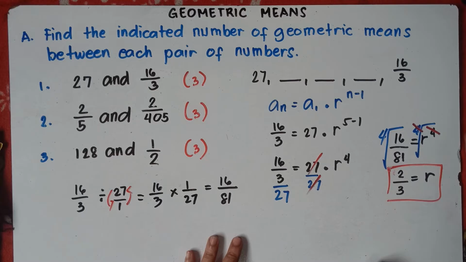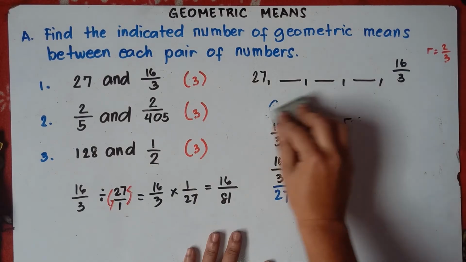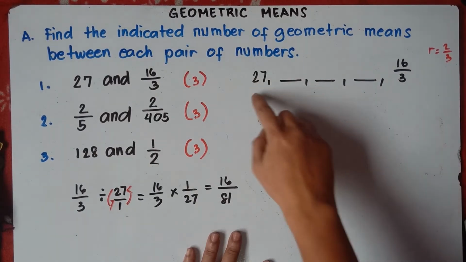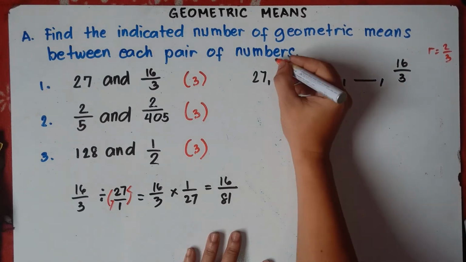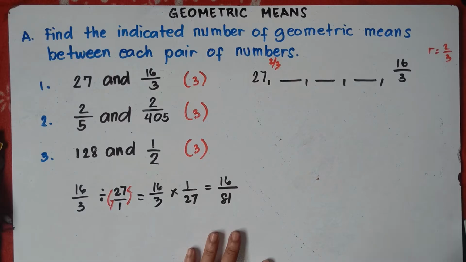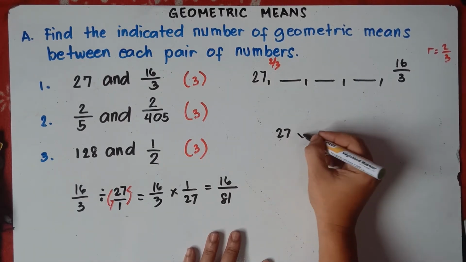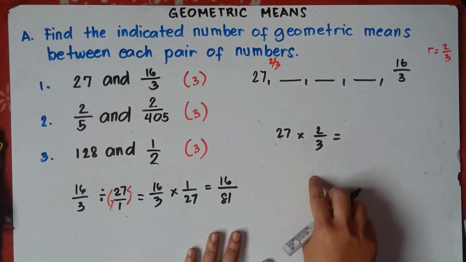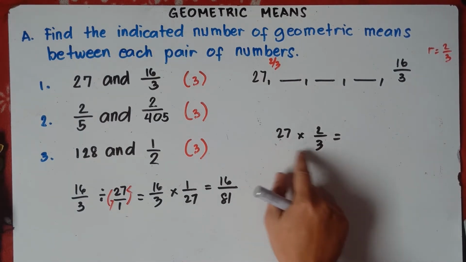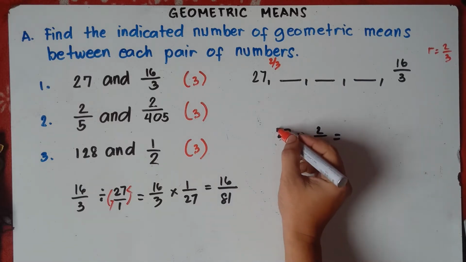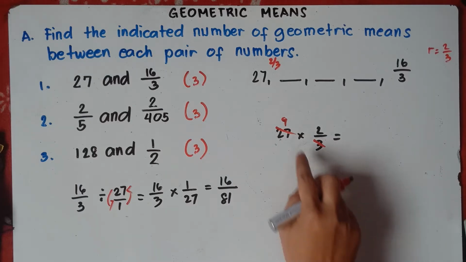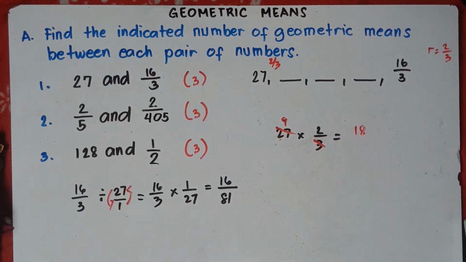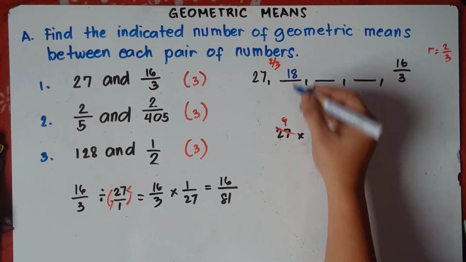So let me just write the ratio. Ratio is 2 over 3. Now once you get the ratio, you can simply multiply the ratio by these terms. So 27 times the ratio. This will be 27 times 2 over 3. Check if we can reduce. Since we can reduce 27 and 3, this is 27 divided by 3, which is 9. 3 divided by 3 is 1. So 9 times 2 is 18. The next number is 18.